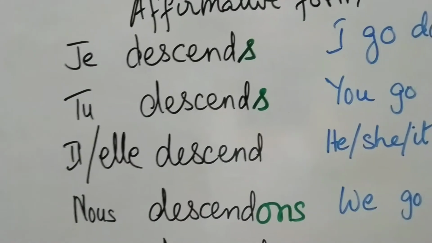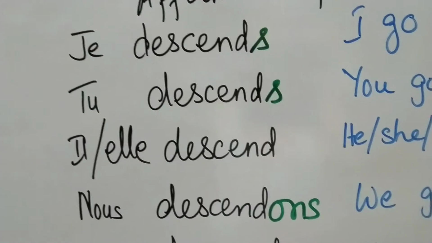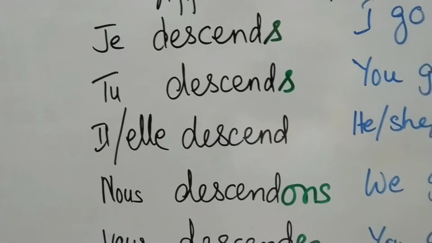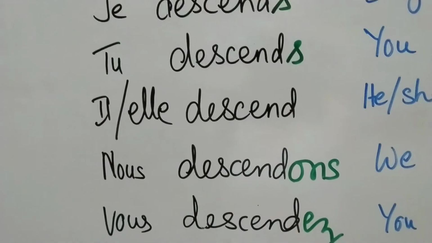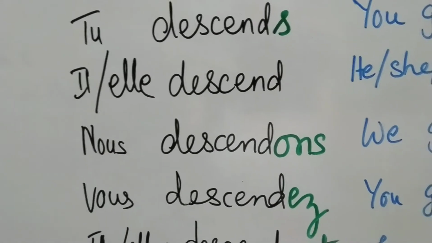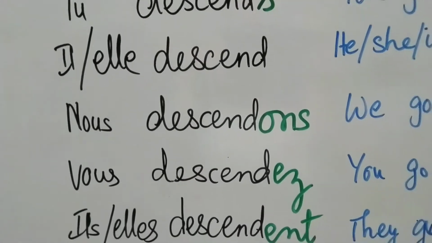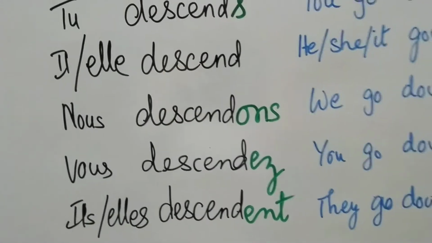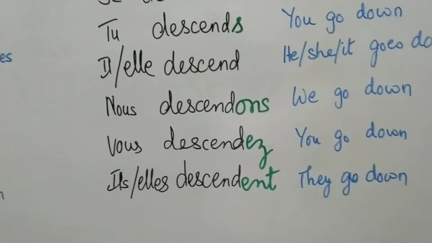So, the ending for je is S. For tu, again, you have another S. For il or elle, there is no ending. So, we don't add any letter there. For nous, we have an ONS ending. For vous, we have an EZ ending. And for ils or elles, we have an ENT ending.